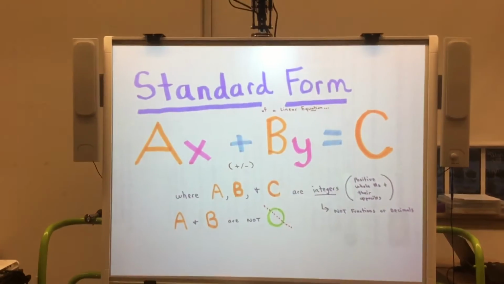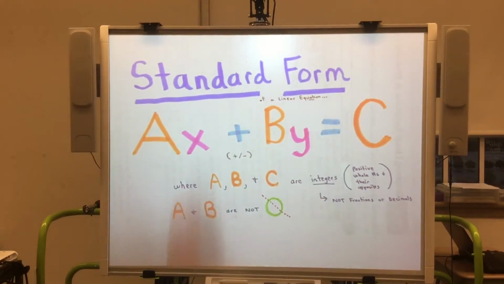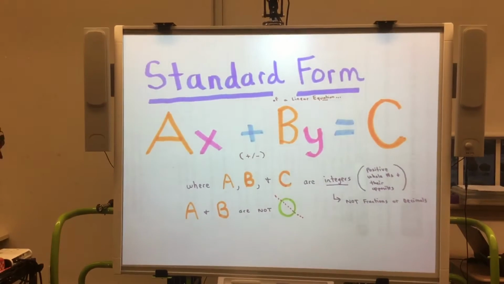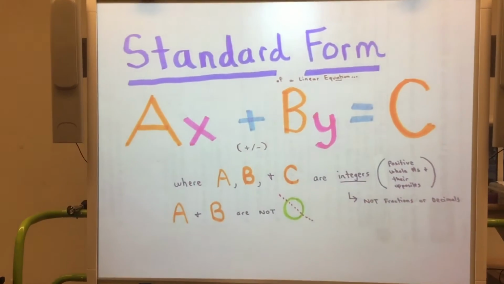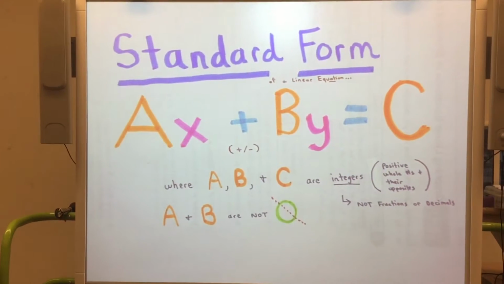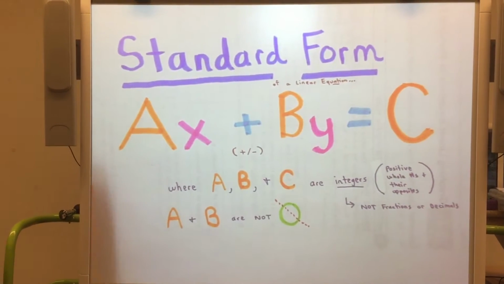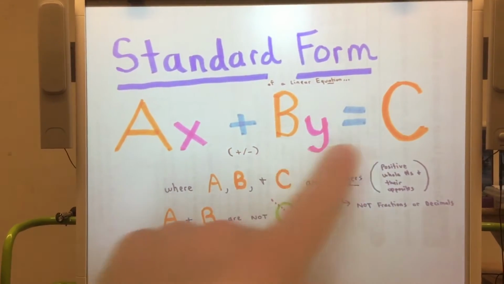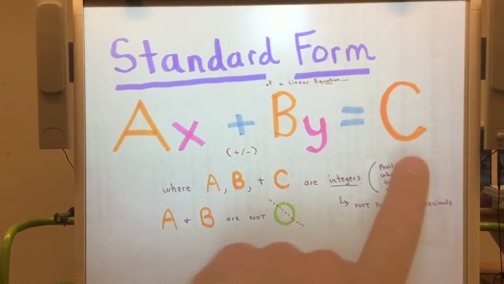Hi, I'm Mr. Small. Today we're going to be talking about the standard form of a linear equation. It's different than slope-intercept form. You know slope-intercept form as y equals mx plus b. You can see that this is a little different. This is where you have ax plus or minus by equals c.